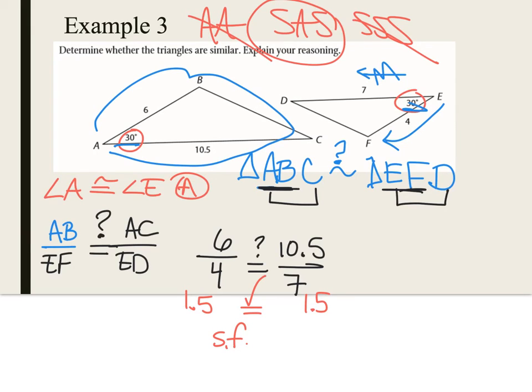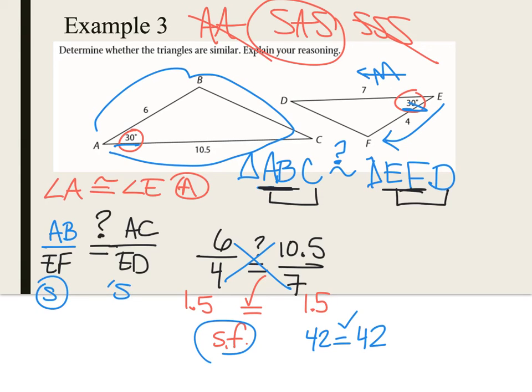The other way to do it would be those cross products. 6 times 7 is 42. 4 times 10.5 is also 42. As long as you can say yes, that's equal, you say yes, they're in the same scale factor. So because they're in the same scale factor, we're able to say this side and this side are proportional, and then the angle right here in between them says that by side, angle, side, the triangles are similar.